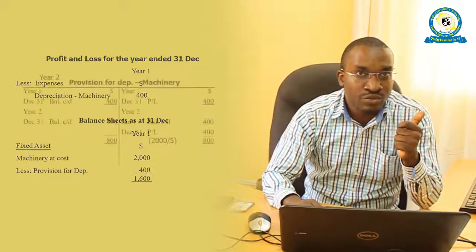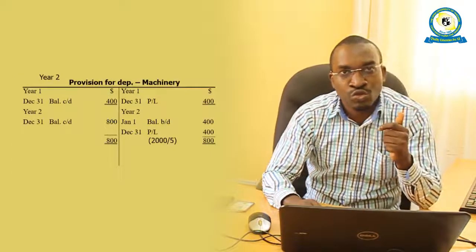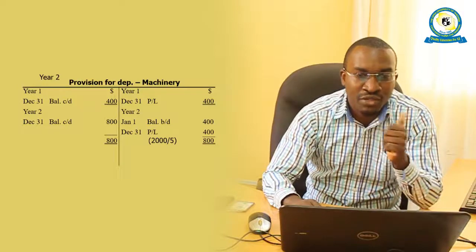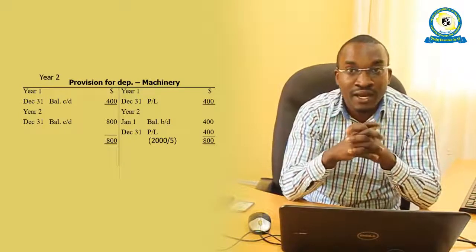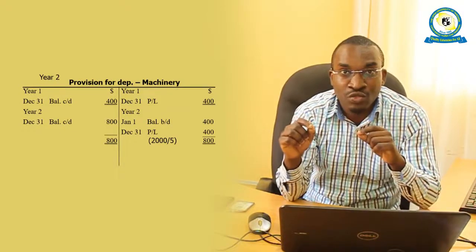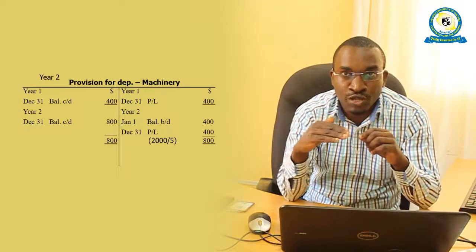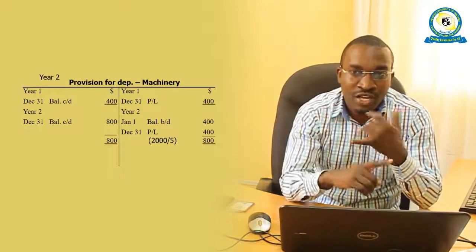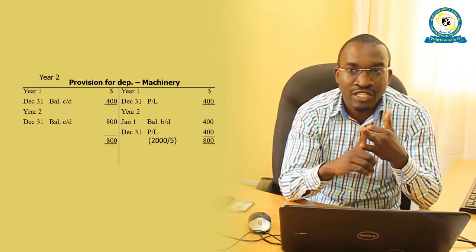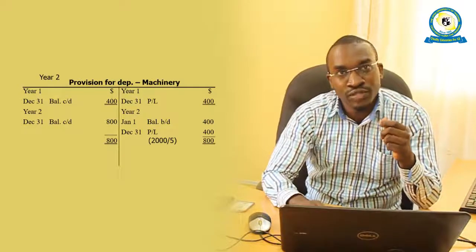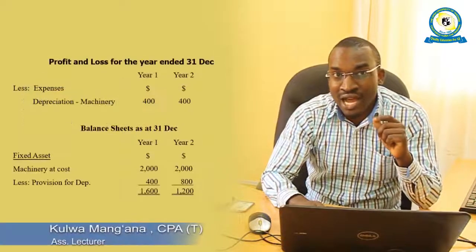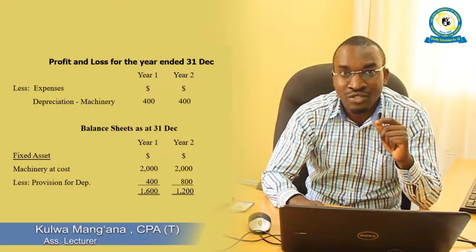So if you go to year 2, again you open the provision for depreciation account. As you can see here, for year 1 we posted 400. In year 2, remember that by using the straight line method we also have 400. We are going to charge 400 again in year 2, but our account is going to be closed by 800, because we had 400 for year 1 and now 400 as the depreciation charge for year 2.